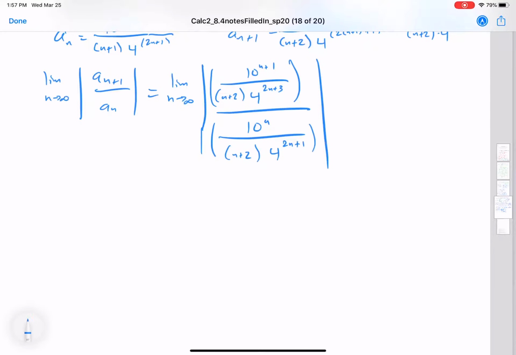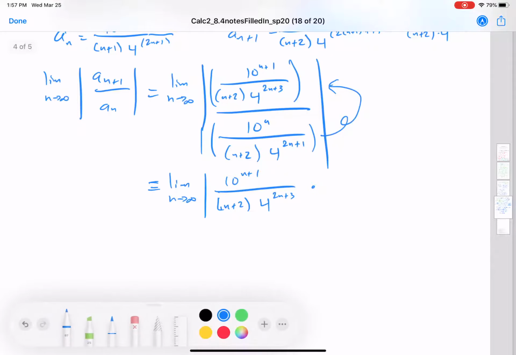Wow, that's ugly. So that's going to be the limit as n goes to infinity of 10 to the n plus 1. I'm now going to multiply this by the reciprocal. I get an n plus 2 on the bottom and a 4 times 2n plus 3. And I'm multiplying that by, and I can actually leave off my absolute values at this point because all these terms are positive.